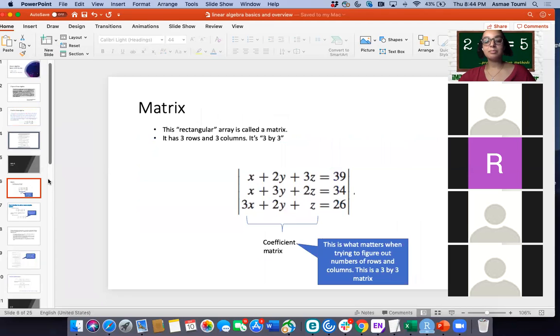So let's go over some pretty simple stuff, but it helps to get reacquainted with the terms. This is actually an array, but it's rectangular, or it can be square, and it's called a matrix. And again, it has 3 rows by 3 columns. I already touched on that because when it comes to defining how many rows and columns, all we really care about is the coefficient matrix.